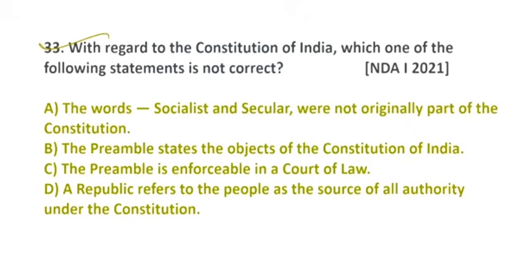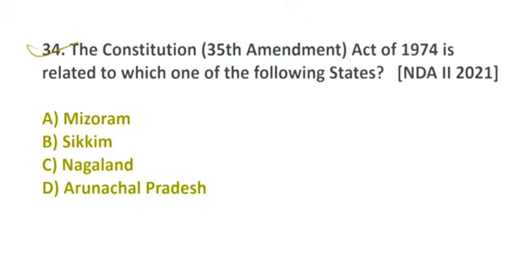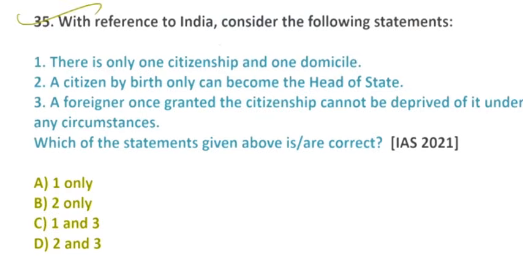33. With regard to the Constitution of India, which one of the following statements is not correct? Number C, the preamble is enforceable in a court of law, is not correct. 34. The Constitution 35th Amendment Act of 1974 is related to which one of the following states? Option number B, Sikkim. 35. With reference to India, consider the following statements. Option number A, 1 only. There is only one citizenship and one domicile.